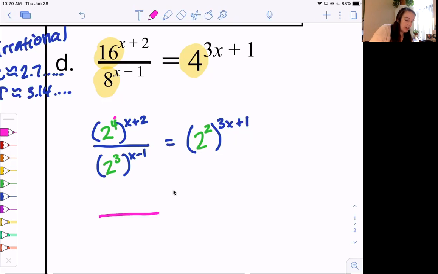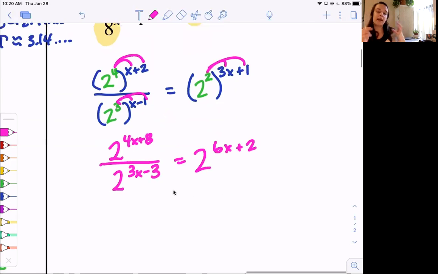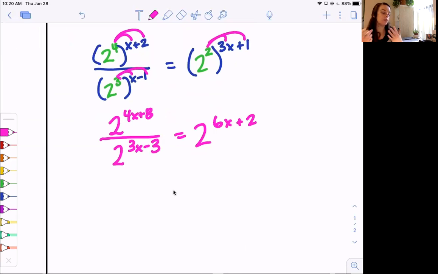So I'm going to have 4x, 4 times 2. So I'd have 2 to the 4x plus 8 over 2 to the 3x minus 3 equals 2 to the 6x plus 2. All right. Now that I have my fraction here, right, I'm going to use the quotient rule. What should I do with my exponents in order to simplify this fraction?